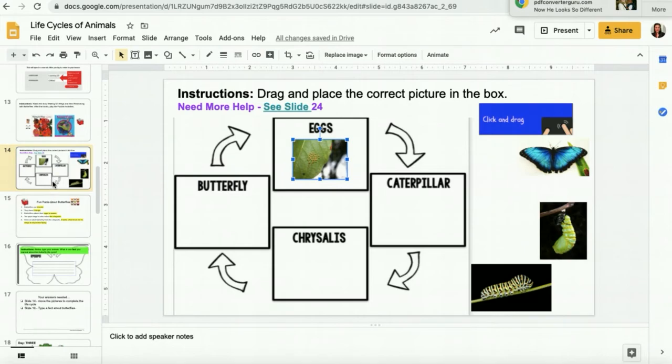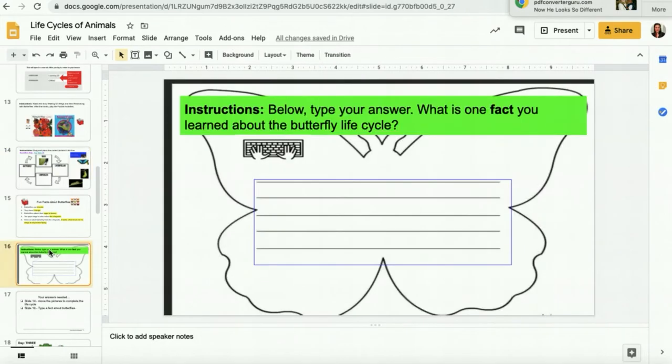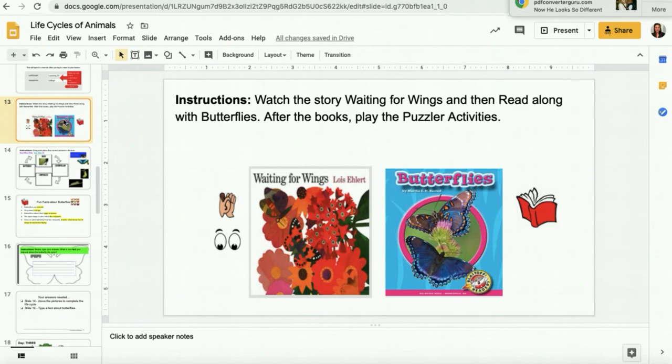And the other slide you're going to do is on slide 16. I made a note about this of what 2 slides you need to go back in. On slide 16, it says below type your answer. What is one fact you learned about the butterfly life cycle? Now remember, it has to be a fact. Don't tell me your opinion about butterflies. Like, I think butterflies are pretty. I agree with you. I think that too, but that's our opinion, right? We need a fact, something we learned from the text about the book, and or something we learned from the text about butterflies. You can always go back to slide 13, which has the books that you can click in yourself and reread, okay?